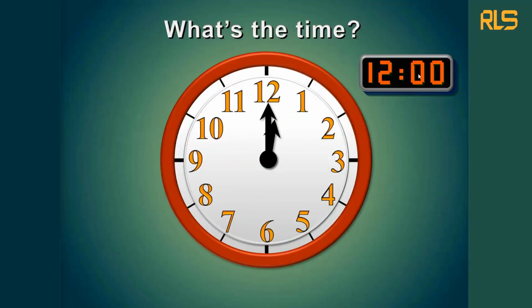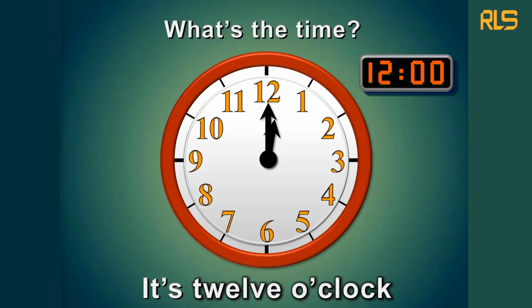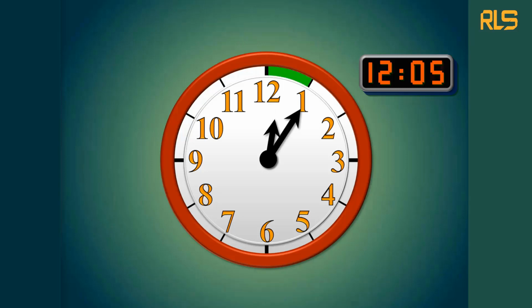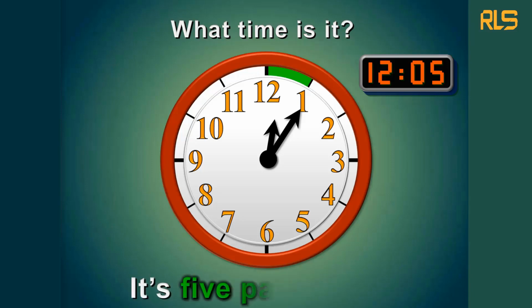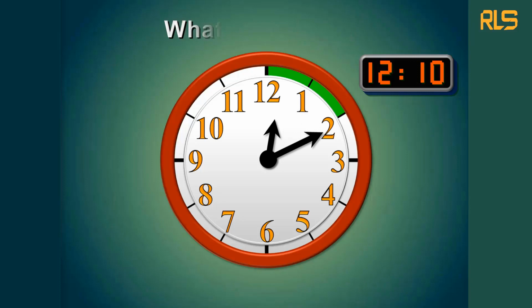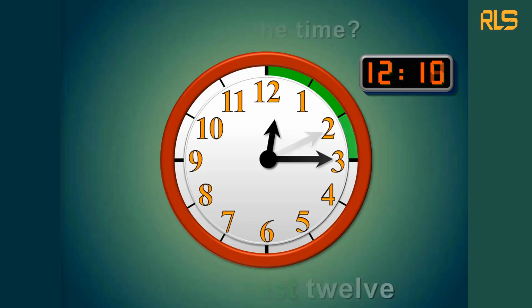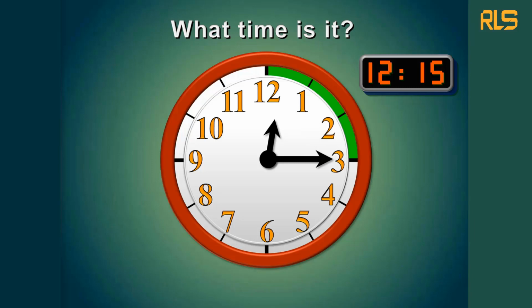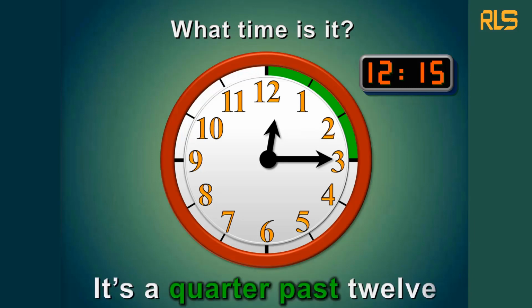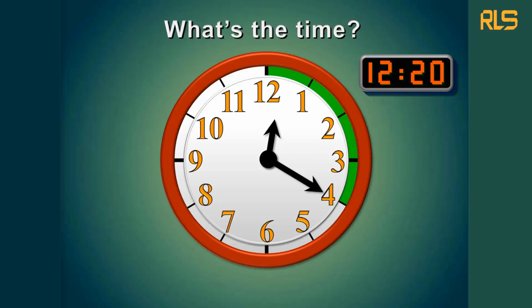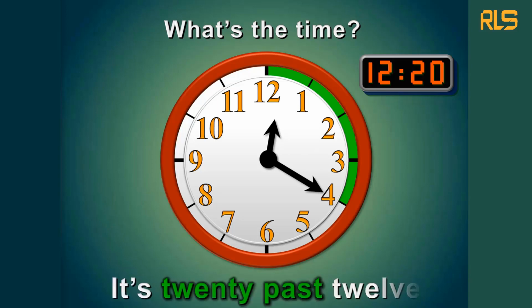What's the time? It's 12 o'clock. What time is it? It's 5 past 12. What's the time? It's 10 past 12. What time is it? It's a quarter past 12. What's the time? It's 20 past 12.